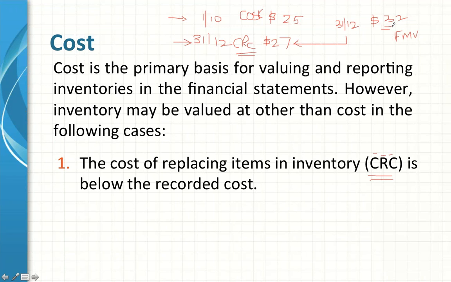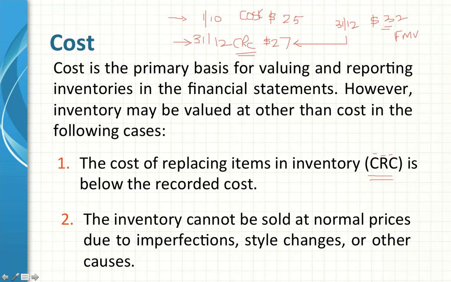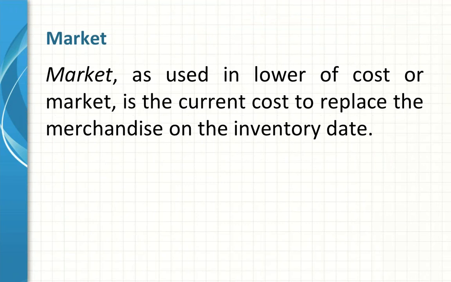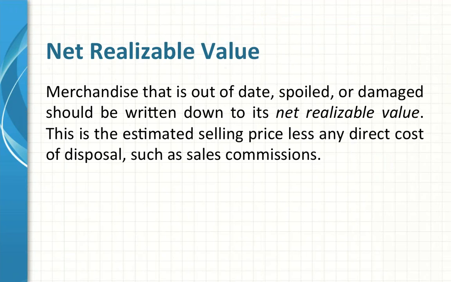Okay, so now let us consider one more thing. What is that? Market price. This is a fair market value. Next, one more is net realizable value. In my previous example, I gave you three prices: one, $25; two, $27; three, $32. This is my cost price. This is current replacement cost. If I buy today, what is the price? And this is my fair market value. Today, what is the selling price?